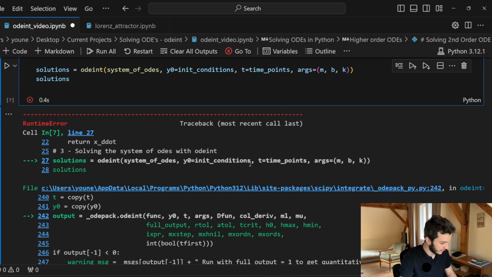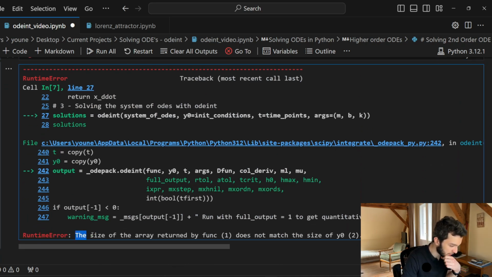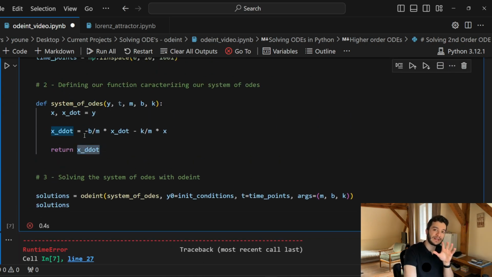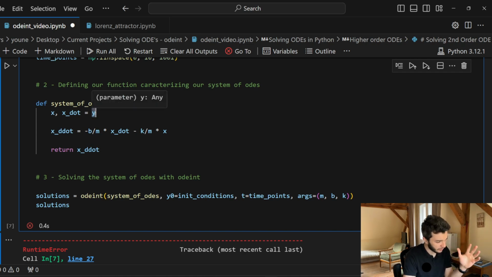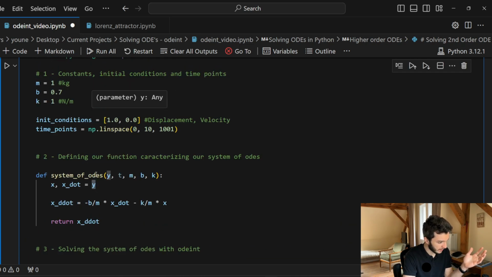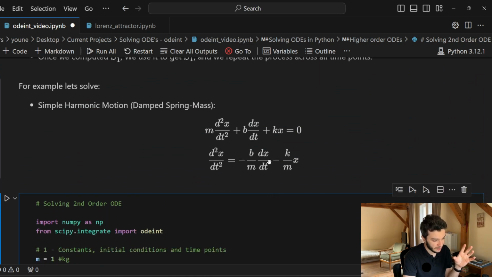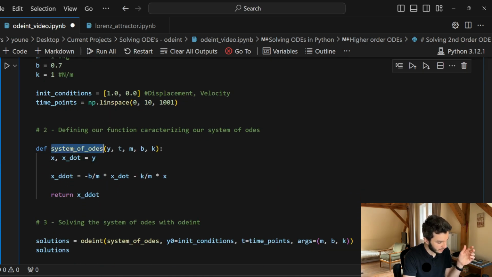Alright, so it gave an error right here. It says that the size of the array returned by func1 does not match the size of y0. Alright, so this is actually my bad right here. We returned x dot dot. So this is a one-dimensional array. But you see here our y is a two-dimensional array. We do have a higher order ODE. Okay, for example, here we have the second order ODE. Our array S should contain, this function right here should return the second order term and the first order term.